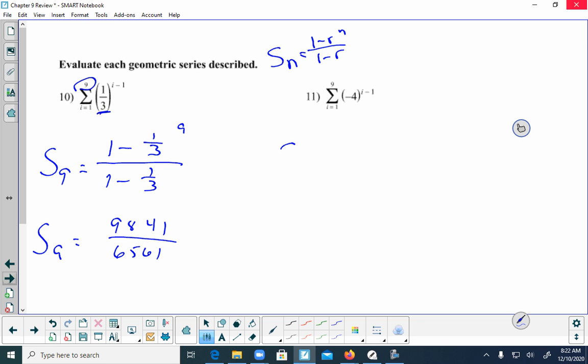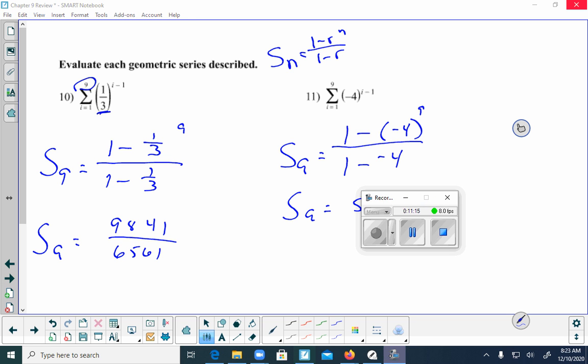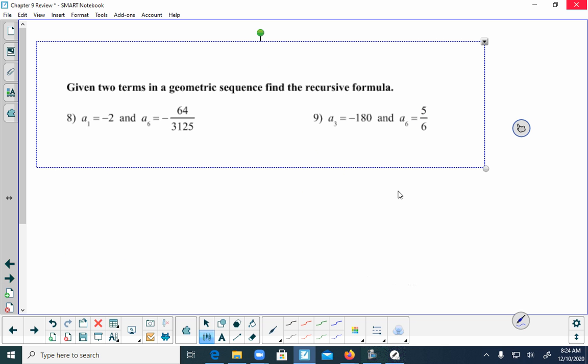To find this one, same formula. I'm going to do S of n is equal to 1 minus, this time it's -4 because that's what I'm raising to the power. I'm going to raise that to the ninth, all over 1 minus -4. And when I do that, I end up with 52,429. So now I'm going to pause so I can go get those other two problems that I forgot. So hold on a second. Okay, so here's 8 and 9 that I just forgot.